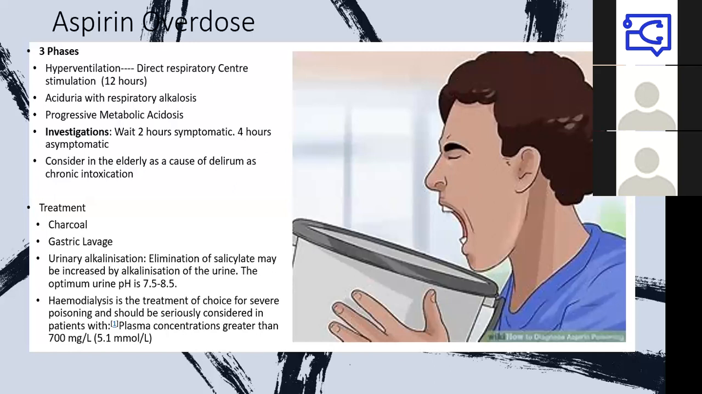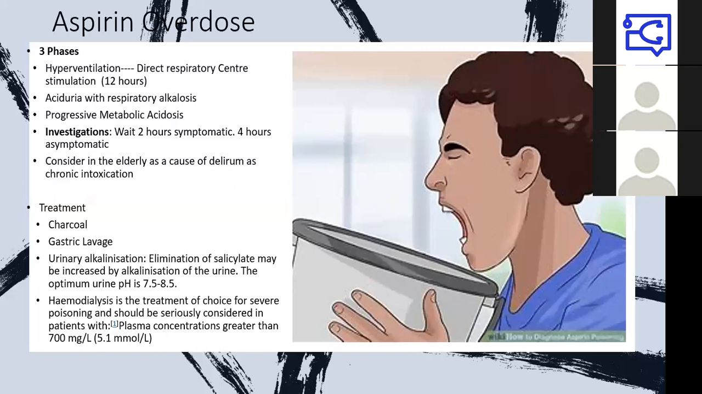Now, in terms of overdose and what's mild and severe, for mild, you need to be about 150 milligrams per kilo. Severe is over 300. What you might find in mild is that they'll get symptoms of nausea, vomiting, and tinnitus. Whereas if they're severe, they can get deafness and seizures, and you really need to work out clinically how severe it is, okay?